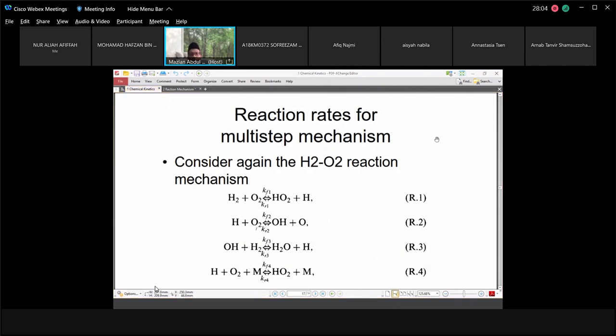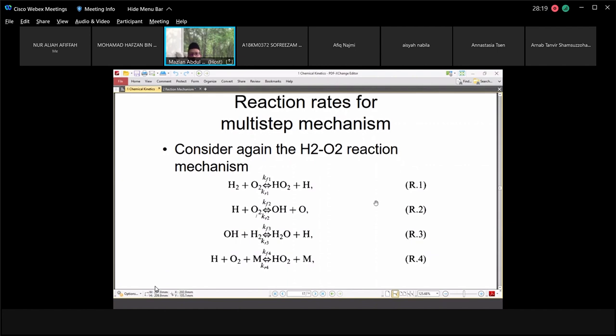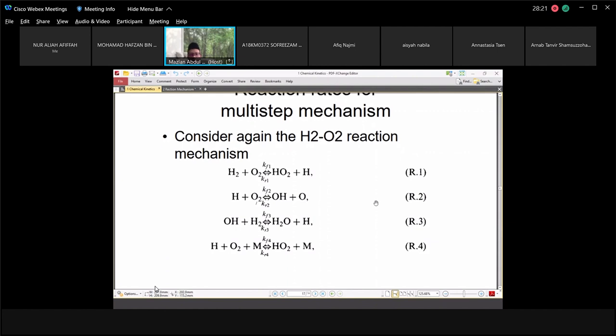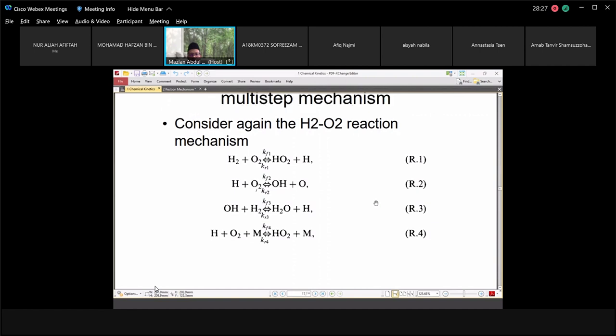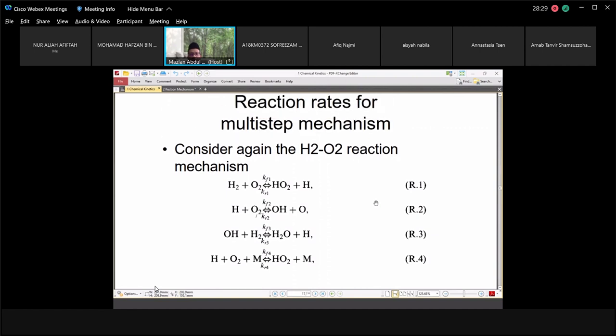Good afternoon to all of you. Let's consider this hydrogen oxygen reaction mechanism again, where we have 4 elementary, multi-step reactions: reaction 1, reaction 2, reaction 3, and reaction 4. Well, this is just a representation of the real mechanism. Only 4 are considered at this moment.